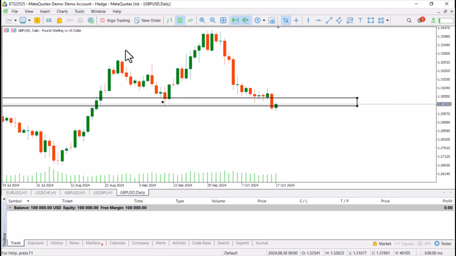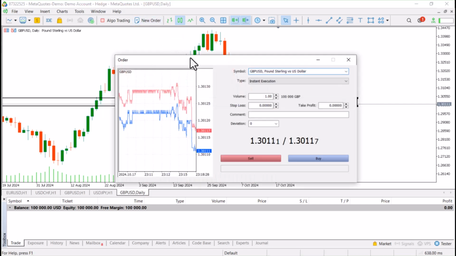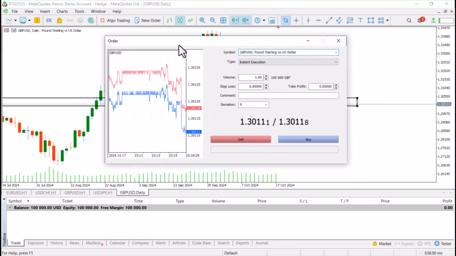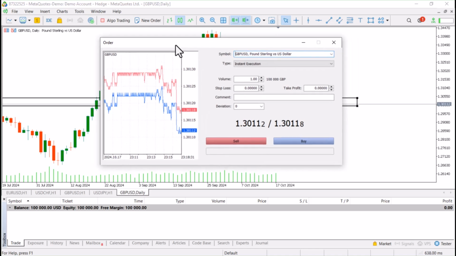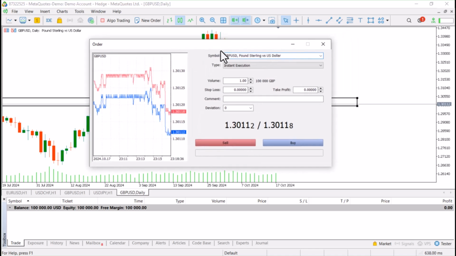Alternatively, the fastest way is to place your cursor on the new order at the top of the screen and select new order. Once you select new order, the order window will pop up on your price chart, and there are some parameter settings right here you need to be able to set as a trader. Right now, let's say after you click on new order, this window has popped up.